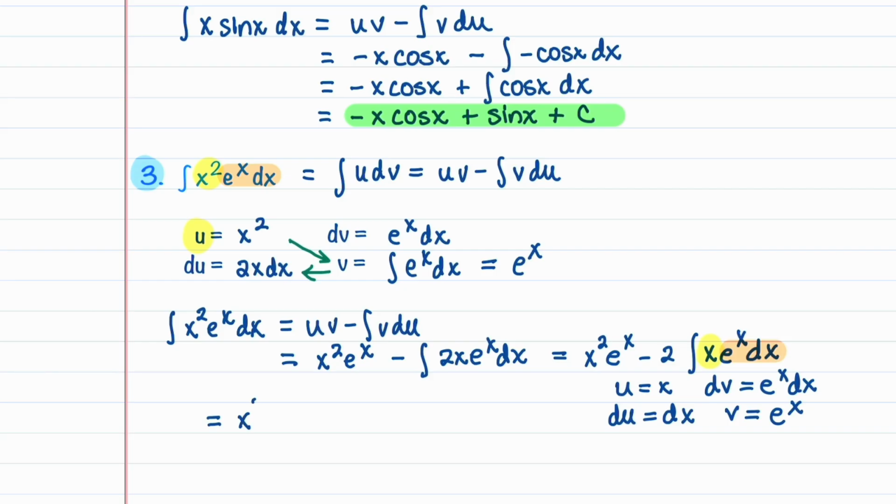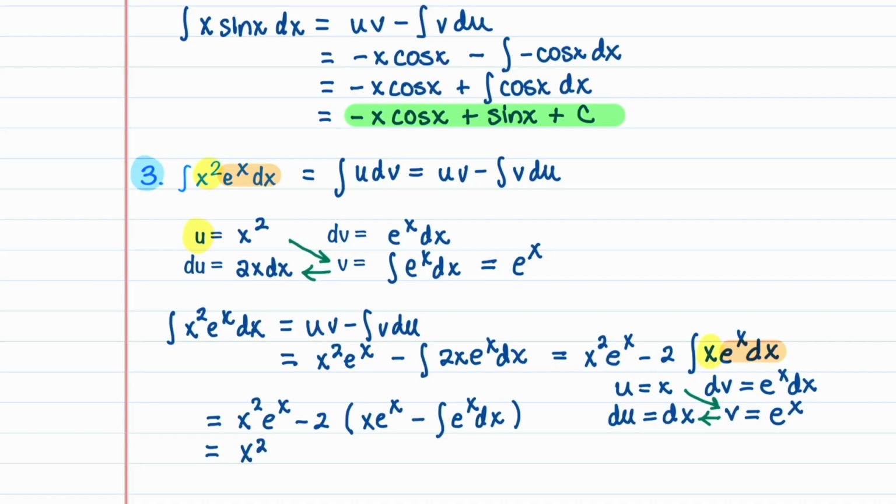Now let's come way back over here to the left, and let's write down our answer. We had an x squared e to the x, and then we had a minus 2. Now we're going to do our multiplication. We're going to multiply u times v. So that's x e to the x, and then we're going to subtract off the integral of v times du, and that is just e to the x dx. That's a nice one to integrate. Let's go ahead and do that.